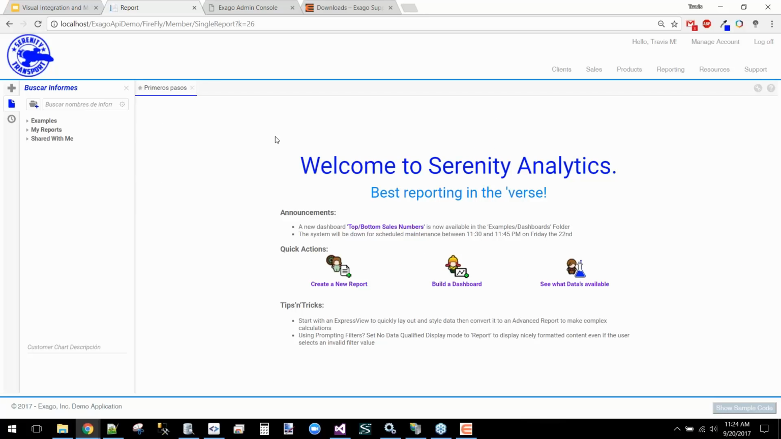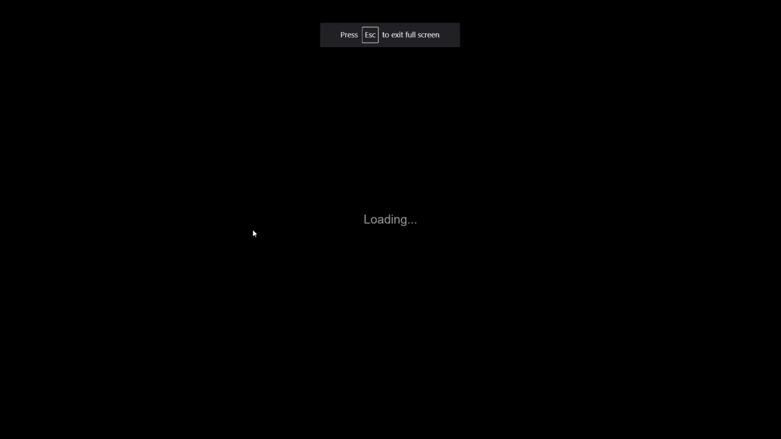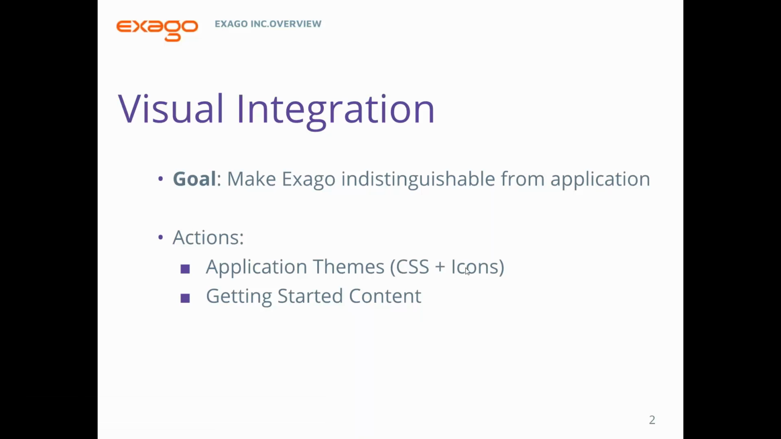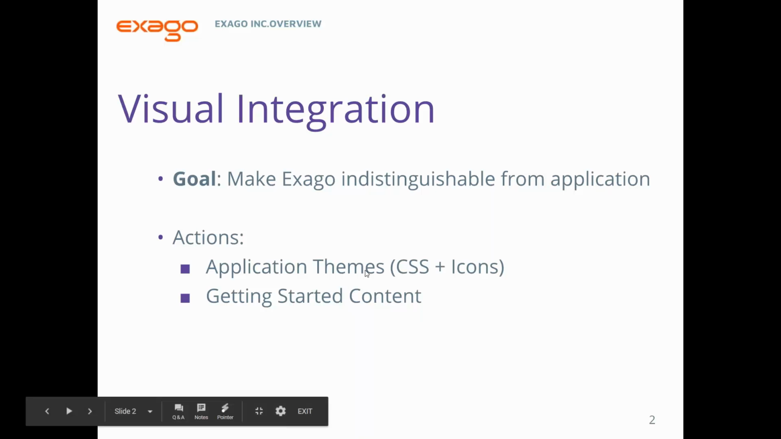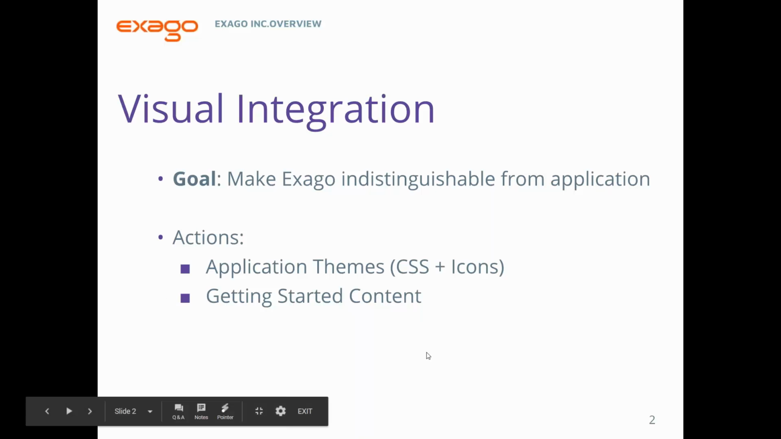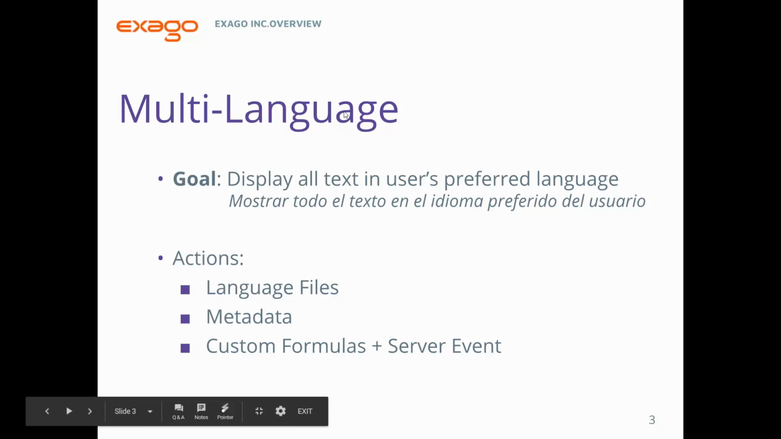So with that, just as a brief recap as we approach the bottom of the hour, what we've done here is we looked at visual integration, creating an application theme, and you can do that either manually or using the utility that's now available for download, as well as building some getting started content, again totally customizable, that helps visually wrap together Exago as well as enhance the user experience. And then we looked at multi-language capabilities.